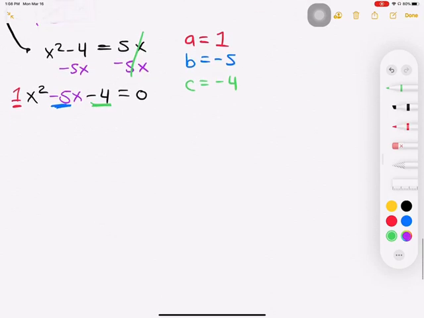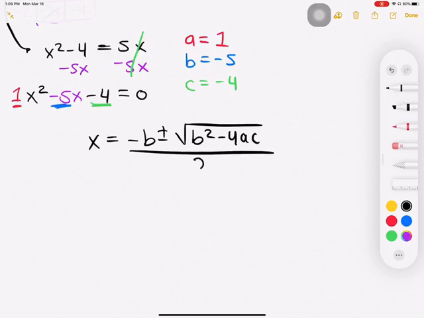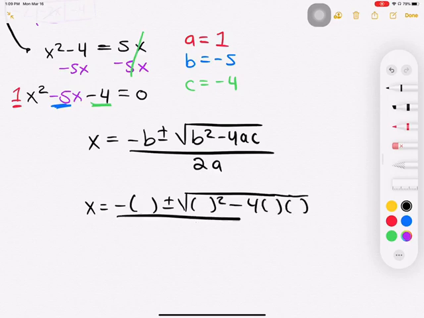So now that you have those values, it should be fairly simple to substitute in the quadratic formula. Negative b plus or minus the square root of b squared minus 4ac, divided by 2a. So that's the same as x equals negative b plus or minus the square root of b squared minus 4 times a times c, all divided by 2 times a. So I'm going to plug in my values. The value for b, the first one that I'm going to plug in, is negative 5. That's my value for b. The value for a is 1.